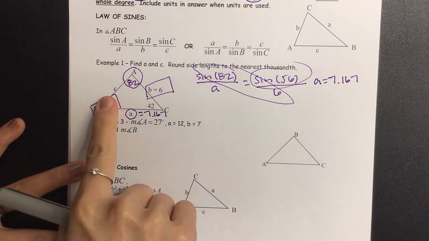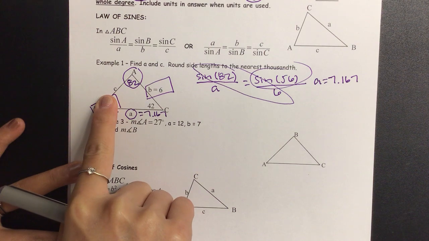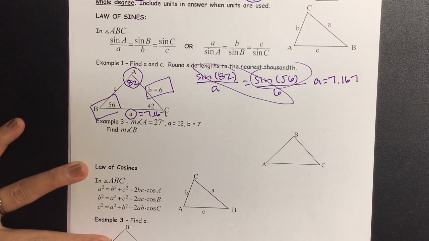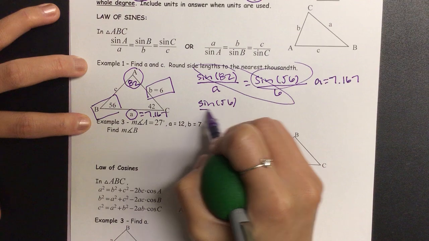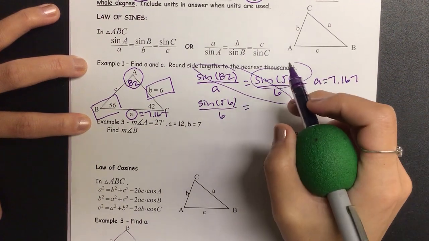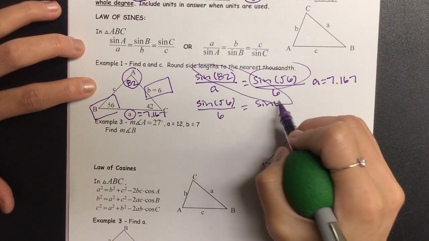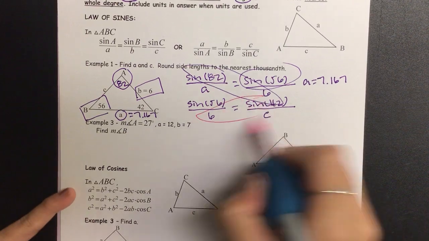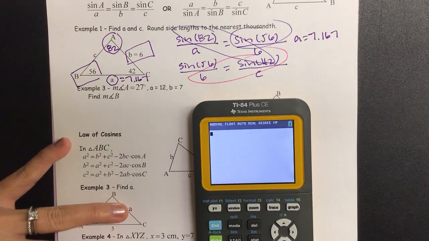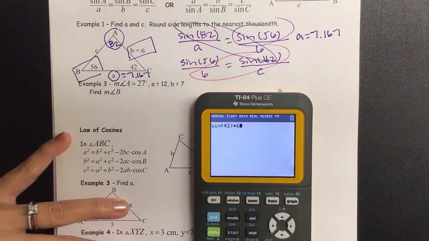Now, when you're finding angle C, doesn't matter which angle we use, whether it's 56 or 82. It really doesn't matter. What do you guys want to use? The 56. Okay, so I'm going to stick with that one. So we have sine of 56 over 6 is equal to, we know angle C has sine of 42. Ooh, not a lot of room, over C. And again, let's just do it on the calculator. So we have sine of 42 times 6, and then press enter, and divided by the remaining, which is sine of 56.